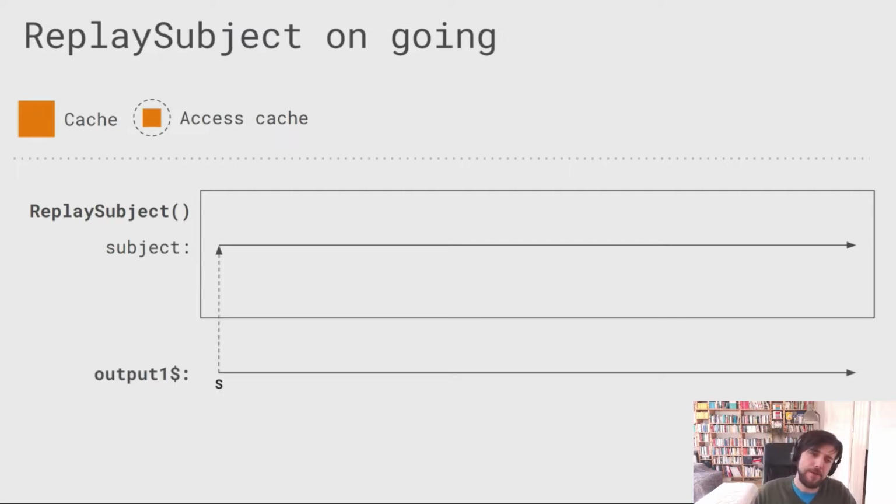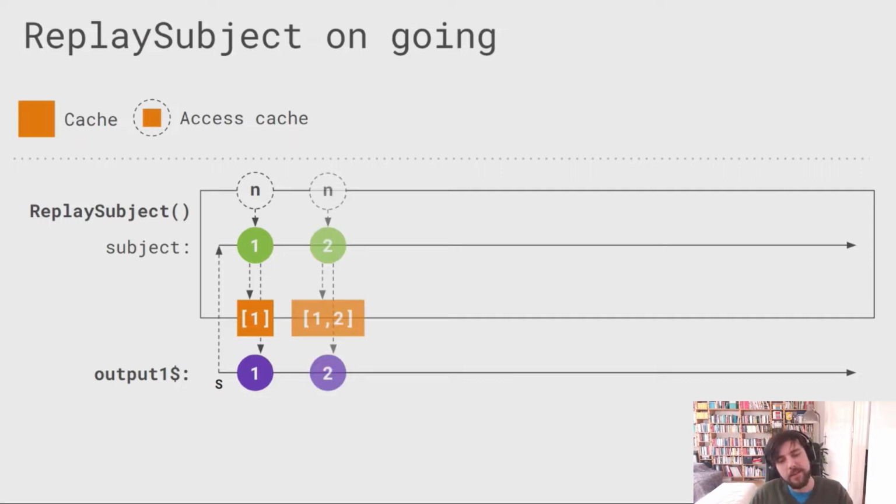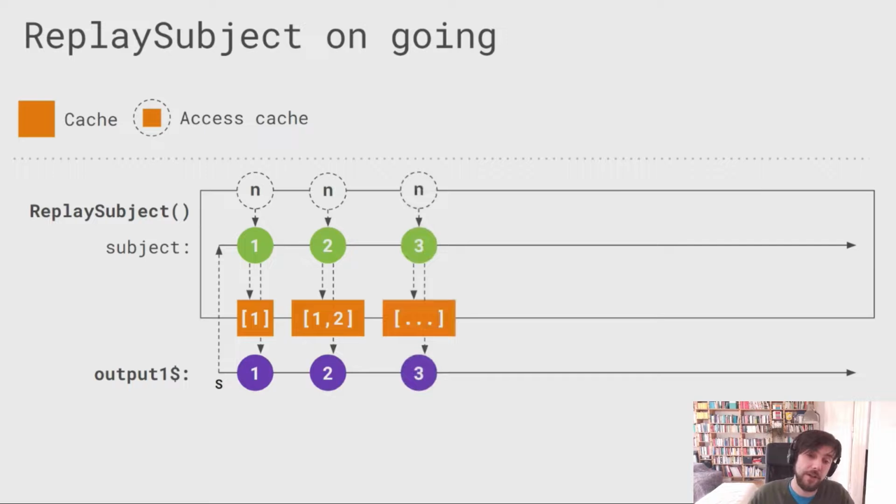And nothing happens. And then my subject emits a value, I cache this value, and this time I don't have a single value cache, I have a cache that can cache multiple values. And I forward it. Another value and it gets cached, another value, and now I have 3 values in my cache and it gets forwarded.